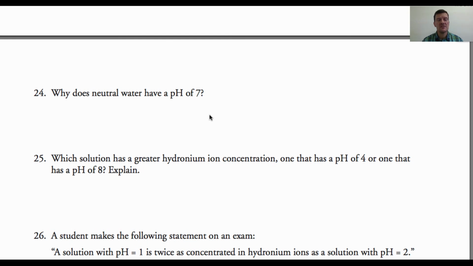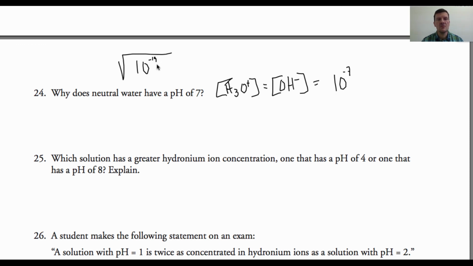Why does neutral water have a pH of 7? Well, when water is neutral, that means that the hydronium ion concentration and the hydroxide ion concentration are equal, and if their product is 10 to the negative 14 in water at a certain temperature, then they both have to have a concentration of 10 to the negative 7 when it's neutral. Okay? Because the square root of 10 to the negative 14 would be 10 to the negative 7. That gives you a pH. If the hydronium ion concentration is 10 to the negative 7, you get a pH of 7. The negative log of 10 to the negative 7 would be 7.